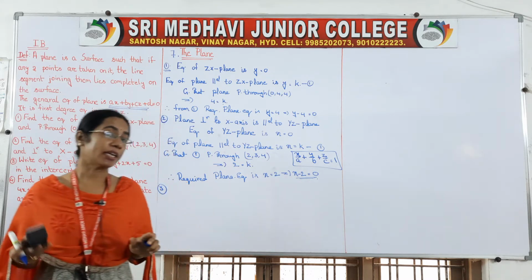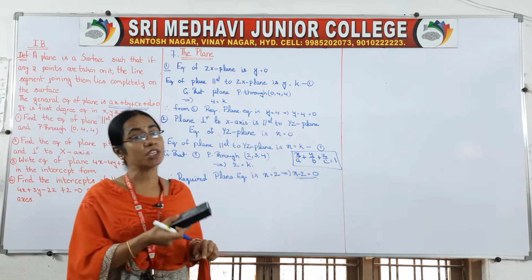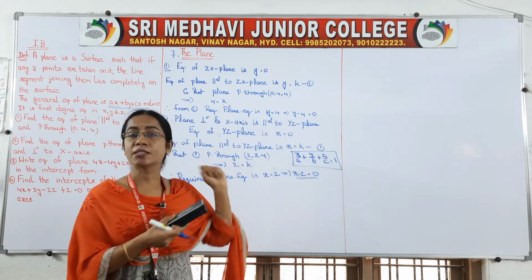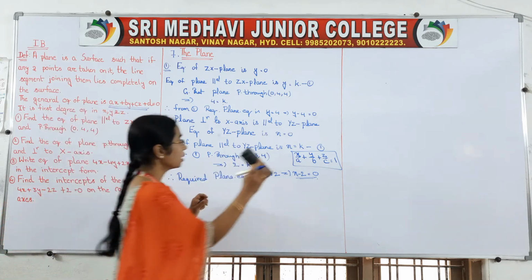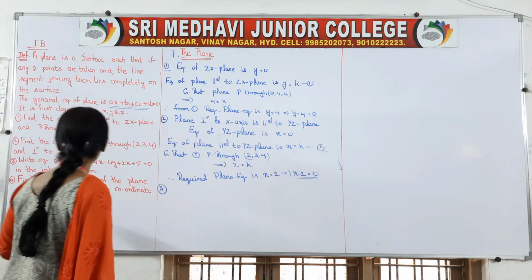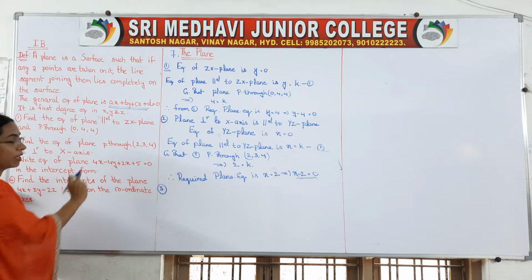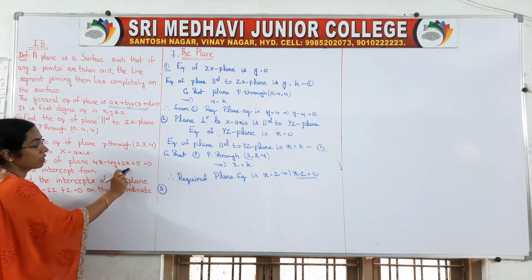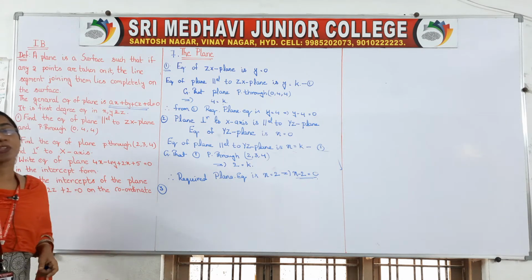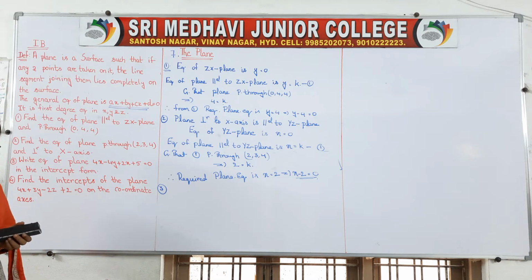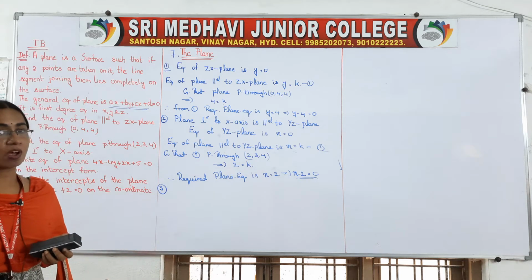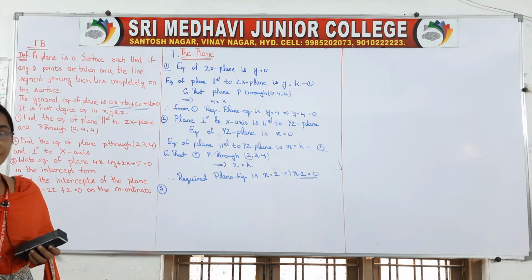But if we want to take intercept form, then we have to reduce the given equation into x by a plus y by b plus z by c is equal to 1 form. Okay, so now we will take the question. Write the equation of the plane 4x minus 4y plus 2z plus 5 is equal to 0 in the intercept form. So first write the given plane equation, then slowly try to transform it into intercept form.